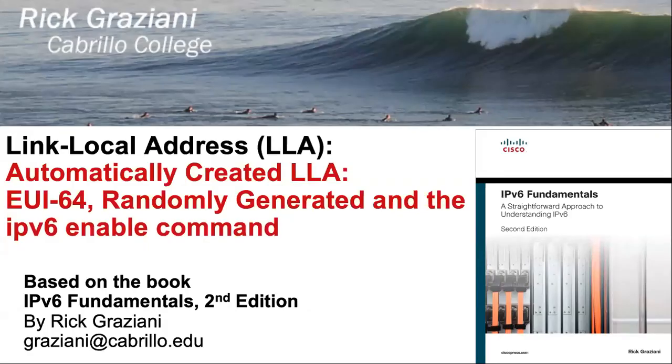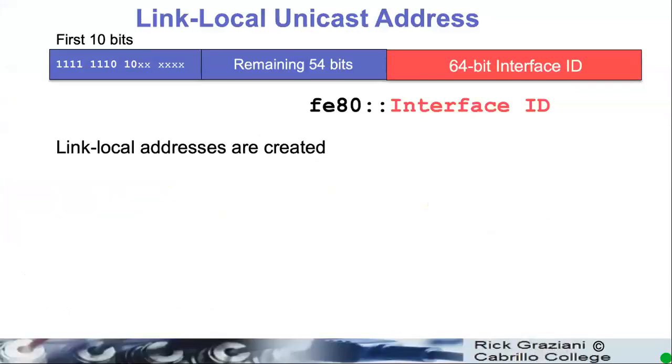Hi, in this video, we're going to continue talking about link local addresses. We're actually going to talk about how they are automatically created using EUI-64, randomly generated, and the IPv6 enable command. So let's get started.